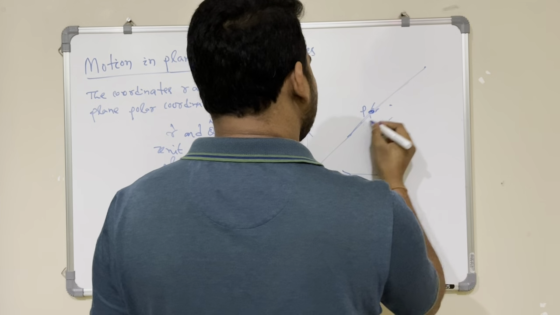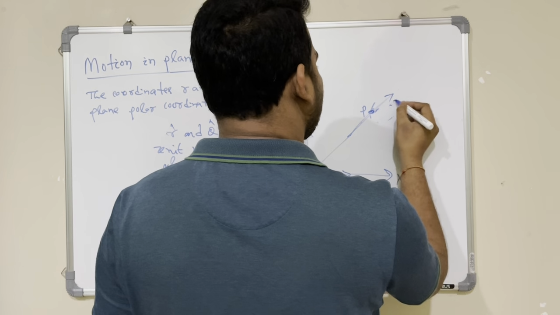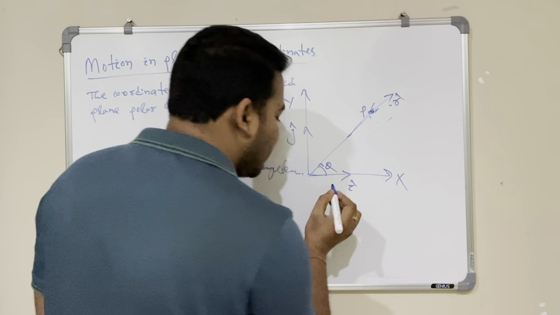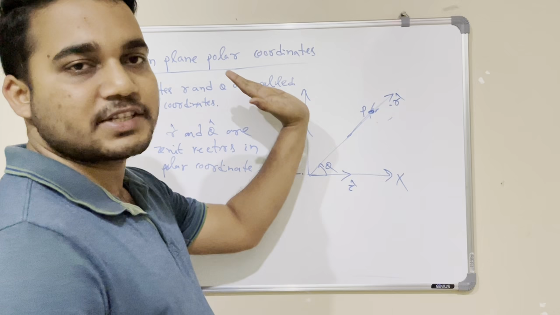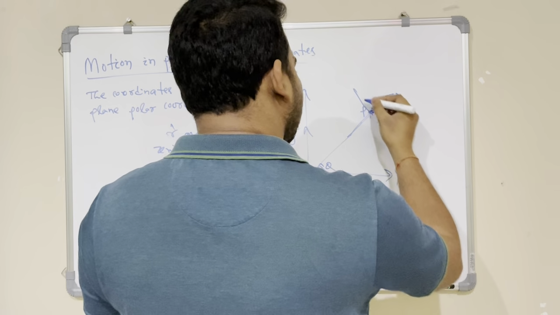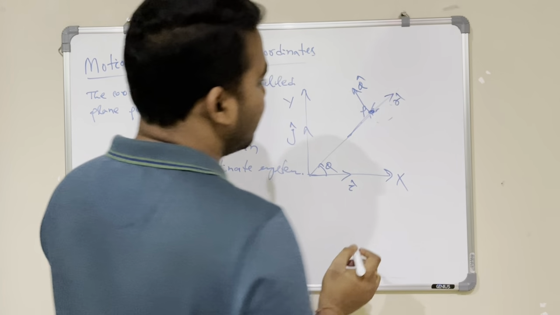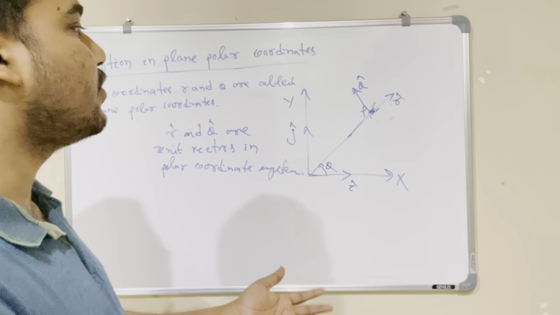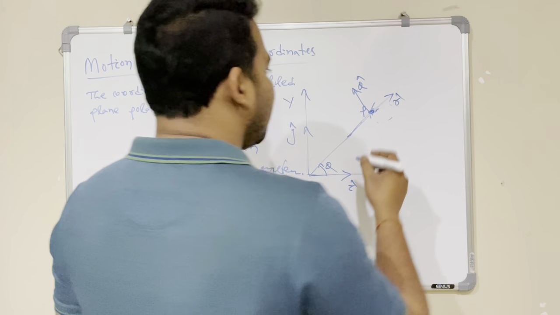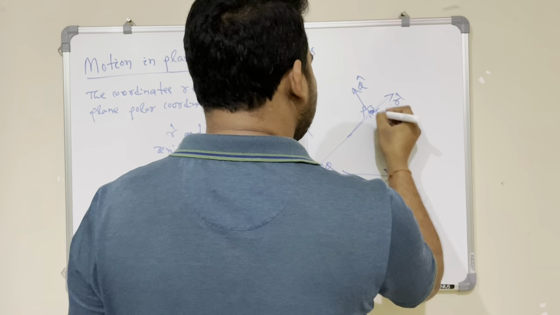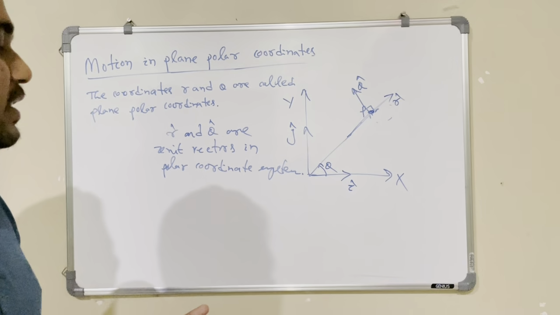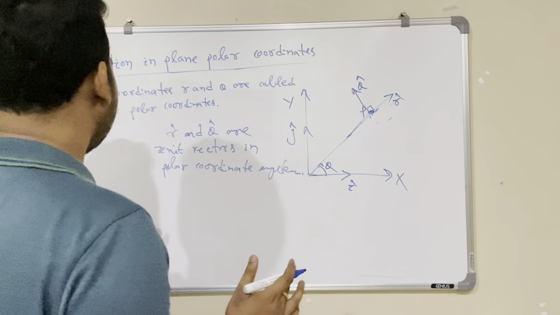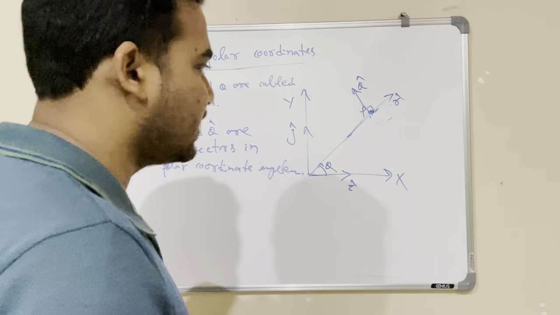point, here is the point. So the direction of r cap is along the direction of increasing r. Similarly, if this angle is theta, then theta cap will point in the direction of increasing theta. So the direction of theta cap is in this direction. Okay, clear? So r cap points in the direction of increasing r, and theta cap points in the direction of increasing theta. And this r cap and theta cap are perpendicular to each other. We'll show that. So these are the unit vectors in the plane polar coordinate system.